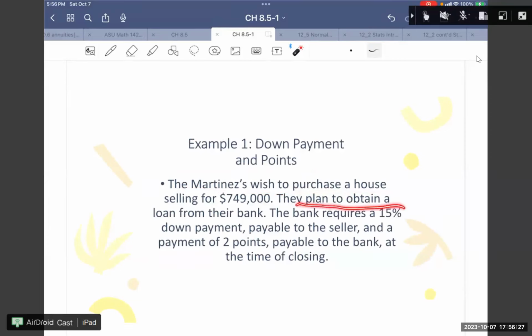For example, a buyer wants to purchase a house that sells for $749,000. They plan to obtain a loan from their bank. The bank requires a 15% down payment payable to the seller and the payment of 2 points. Two points means 2% payable to the bank at the time of closing, as closing costs for the loan.